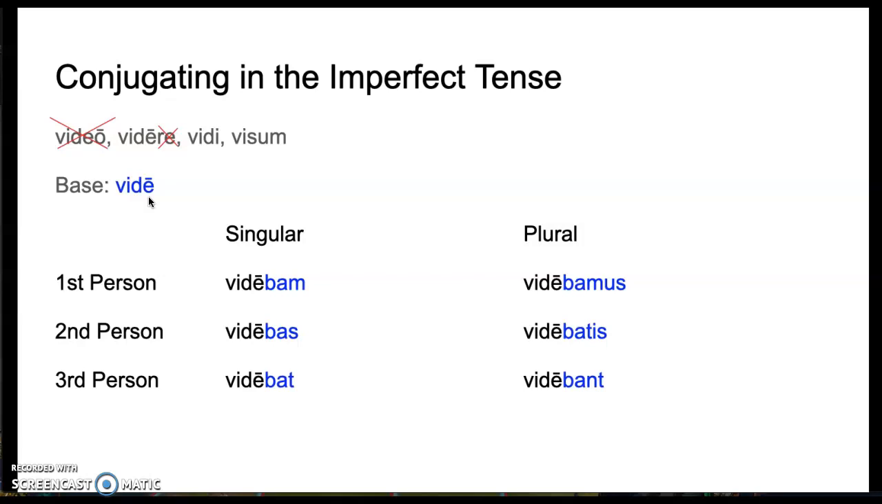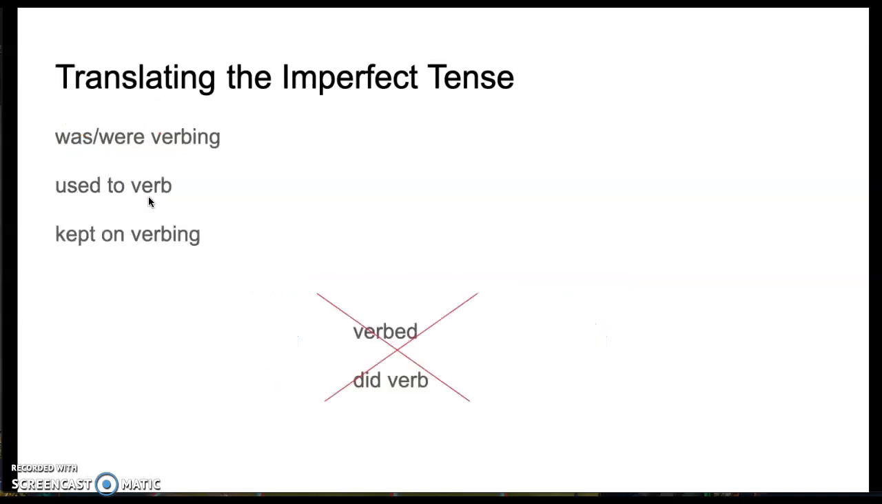So that's how we conjugate in the imperfect tense. Now I know some of you are thinking, Mr. Cobb, okay, great. How do we translate? Well, I'm going to show you how. So when we're translating the imperfect tense, we're going to translate it as was, were verbing, used to verb, or kept on verbing, where we swap out verb for whatever verb we happen to be using.